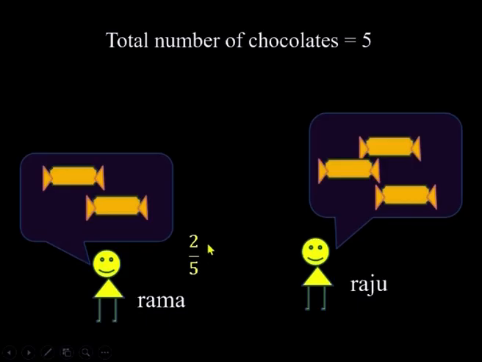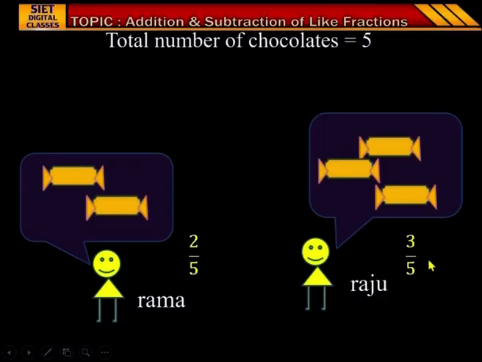This can be read as 2 out of 5 or 2 by 5. And how much part of the chocolates did Raju get? Yes, you are right, 3 out of 5, that means 3 by 5. This can be read as 3 out of 5. Children, here we are remembering the division concept, isn't it?